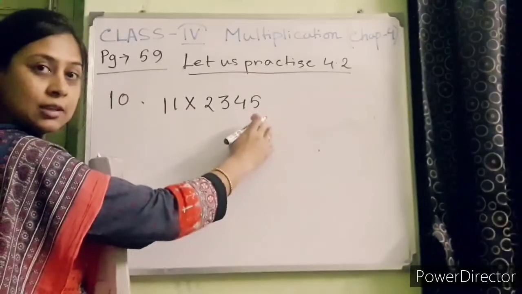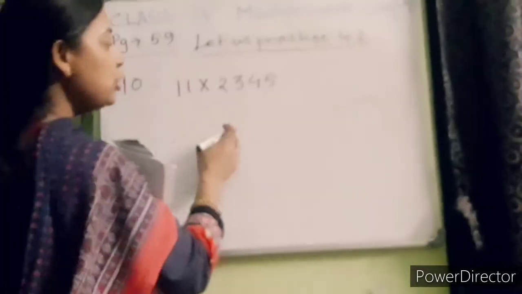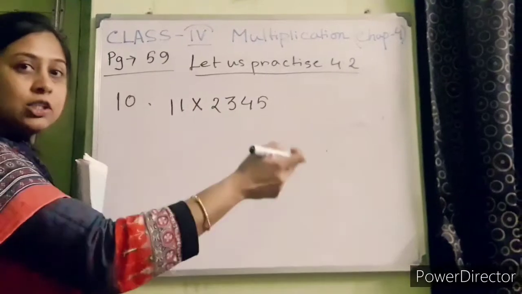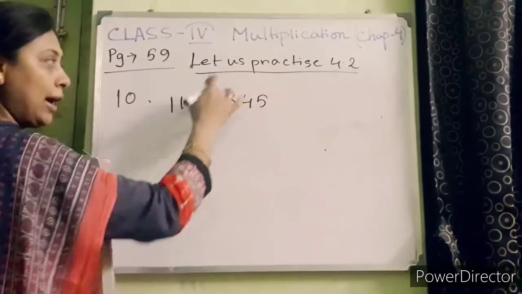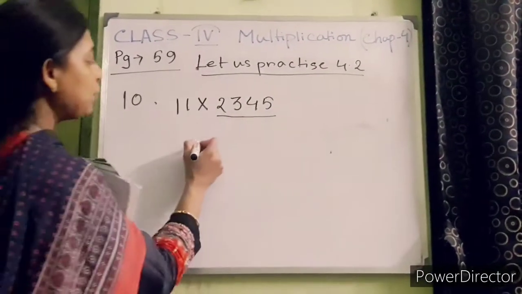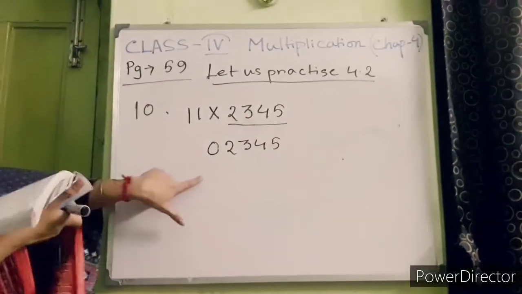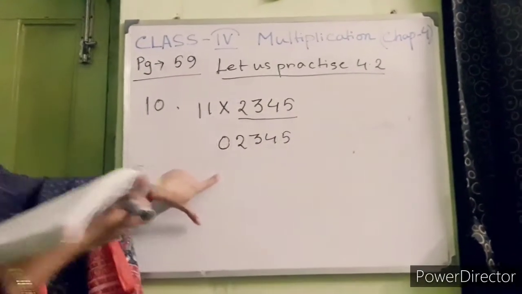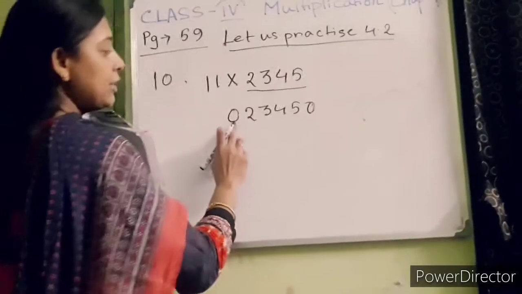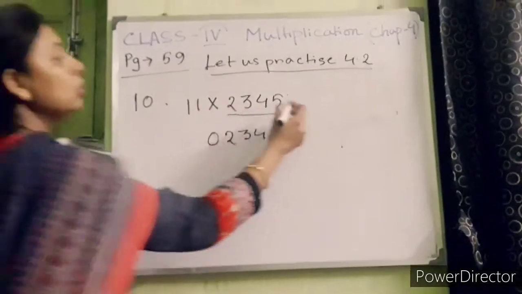Look here, 2345. First, for solving this one, you have to put 0 before the actual number and another 0 after the actual number. Here the actual number is 2345. So you put a 0 in the prefix place and another 0 in the suffix place. So the number is 0, 2, 3, 4, 5, 0. So what will you do to get the answer?